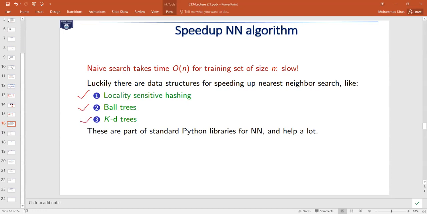All of them will help us in doing everything in logarithmic time rather than linear time, basically. Even naive search takes order of n. But if we use these algorithms, they will change the time to some sort of logarithm. Maybe not just base 10 or base 2 logarithm, maybe another base, but it will be reduced to some logarithmic order, not linear order.